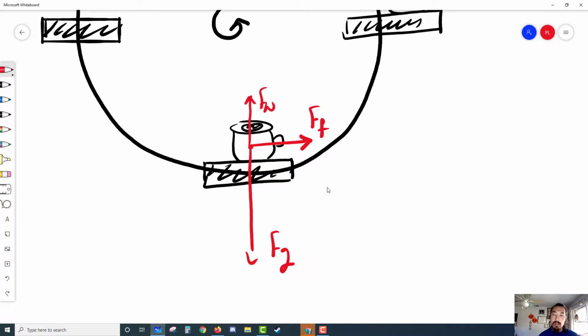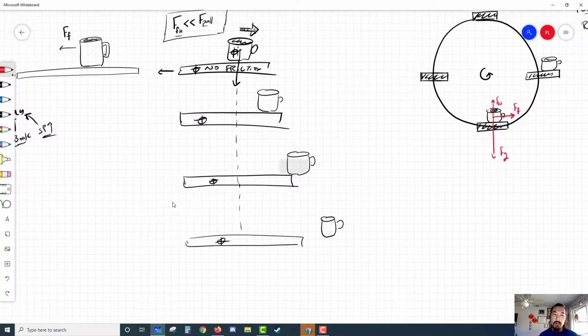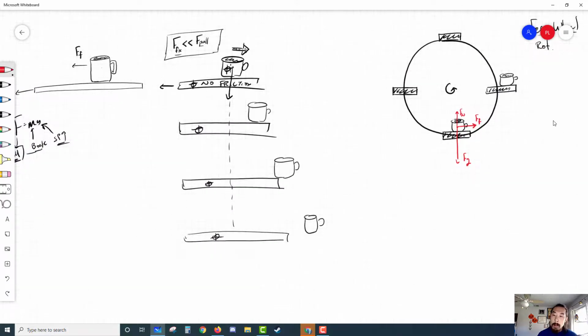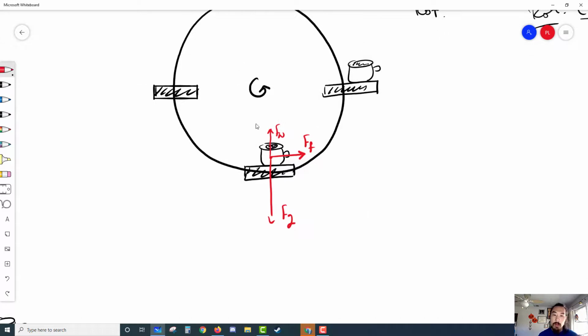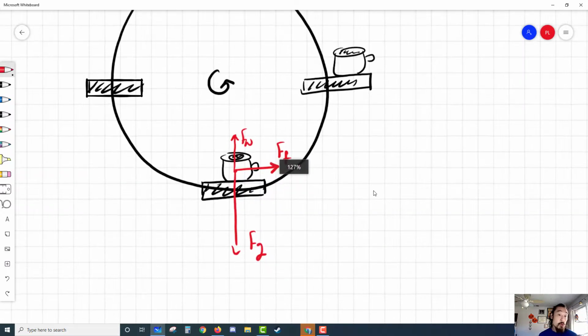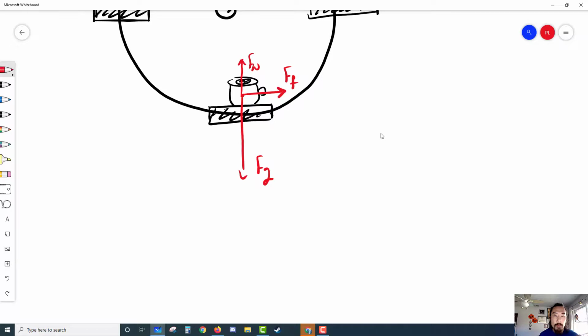For all the same reasons as we discussed before with this idea back here, if we were to pull in the book. Now, this should make sense. If the platform is moving in a counterclockwise circle, the platform is moving to the right, the coffee mug is also moving to the right, and we can say that the coffee mug is moving to the right because of the force of friction.